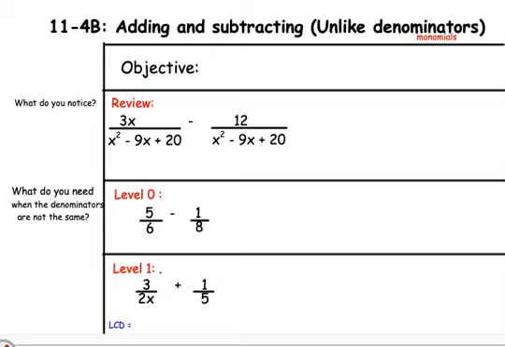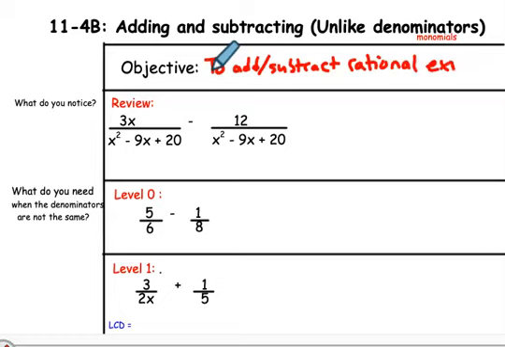Today we're going to look at adding and subtracting fractions some more, but we're going to start to let the denominators be different. So that's our objective: to add or subtract rational expressions. That's just, again, fractions with variables in them, with unlike denominators. Now we're going to talk about what happens if the bottoms of the fractions are not the same right away. We've already looked at that when the fractions don't have any variables, so we have a very similar process.